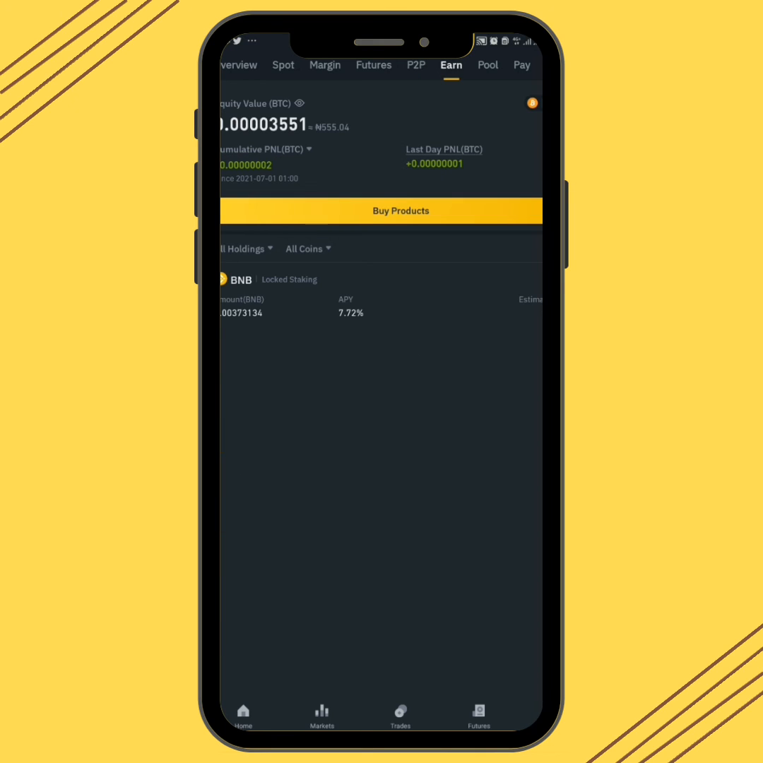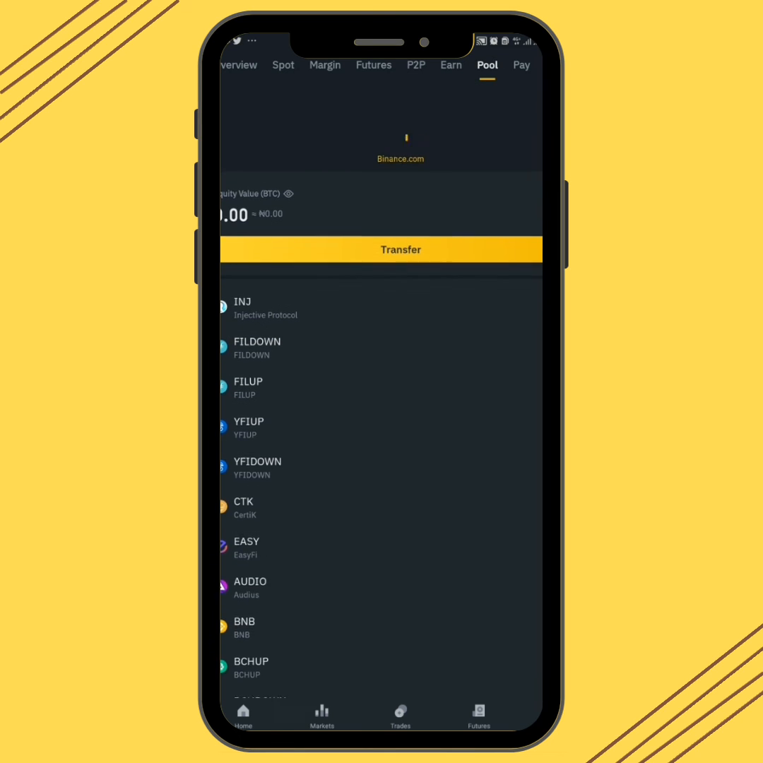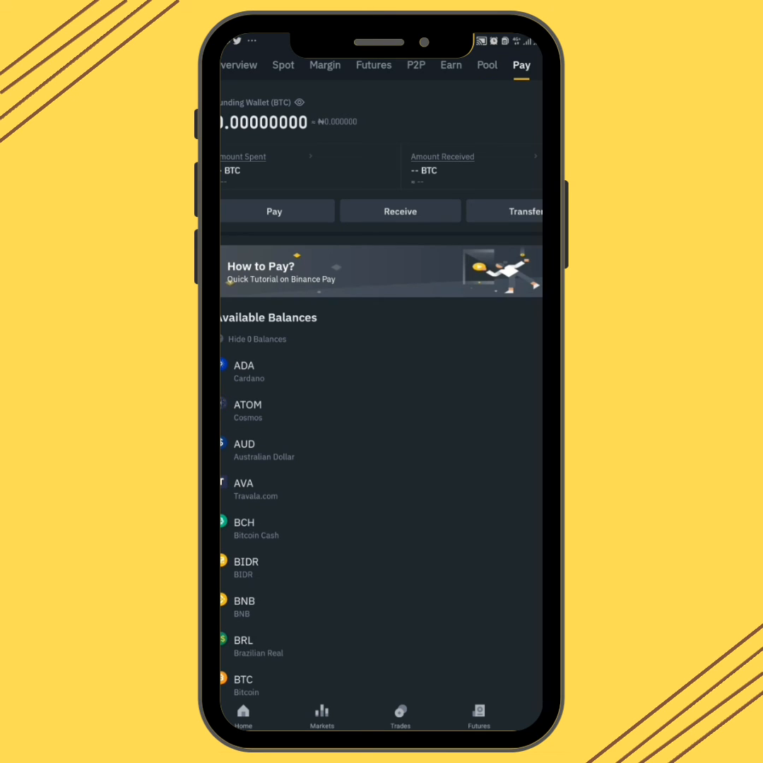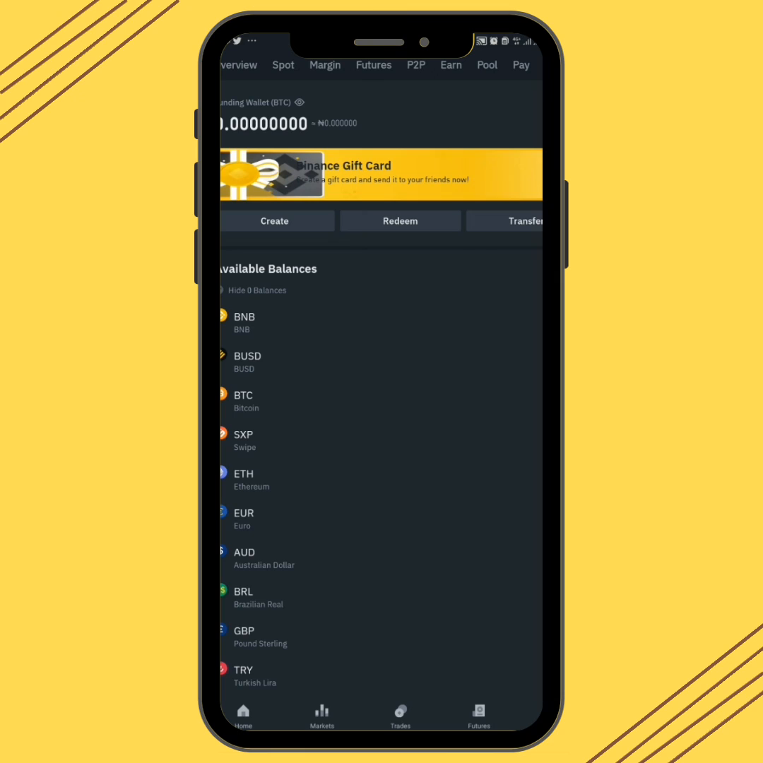So okay, there's something called staking in Binance. Something called staking in crypto. So right now I staked my BNB and I staked it for about 30 days. So this is the interest. This green value here is the interest that has come as a result of staking this amount of BNB. So pool is also another form of staking. Pay is where you borrow and pay your crypto loan.